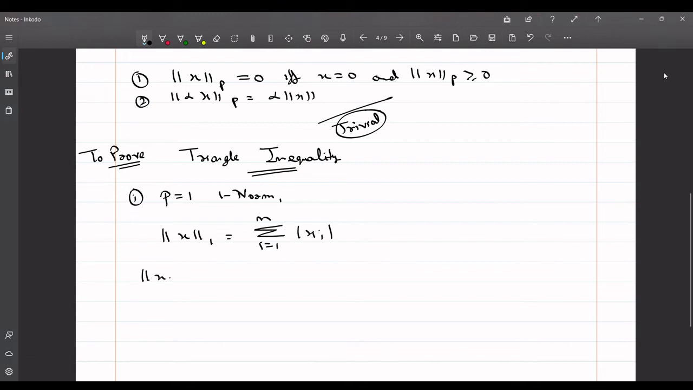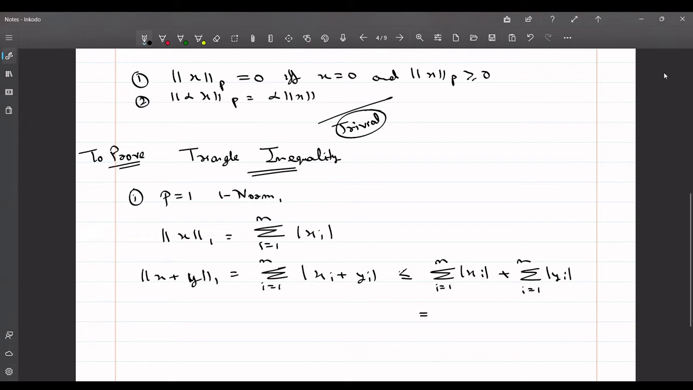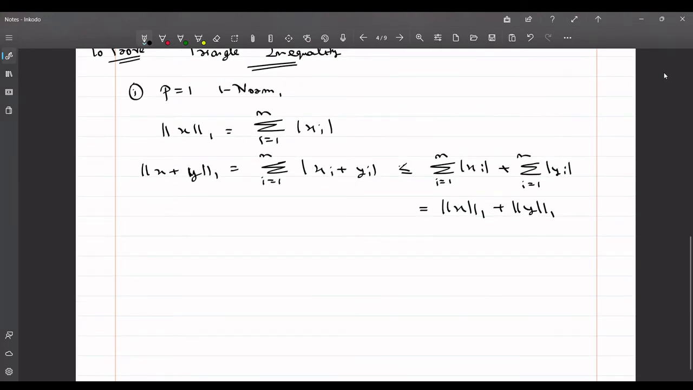Okay, so we can define the first norm of x plus y as the summation i equals 1 to n of mod of xi plus yi. This can be separated using the definition of modulus, the triangle inequality on modulus. So it is the summation of mod of xi plus the summation i equals 1 to n of mod of yi, which is indeed the first norm of x plus the first norm of y. Okay, so for p equals 1, the triangle inequality is pretty much trivial.